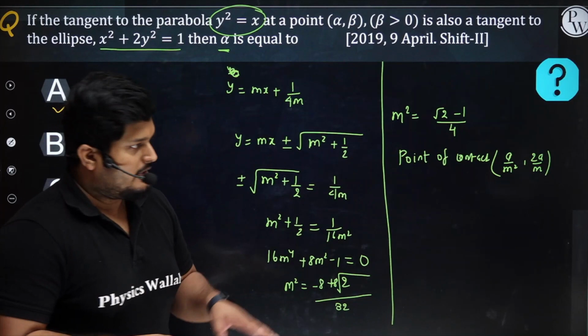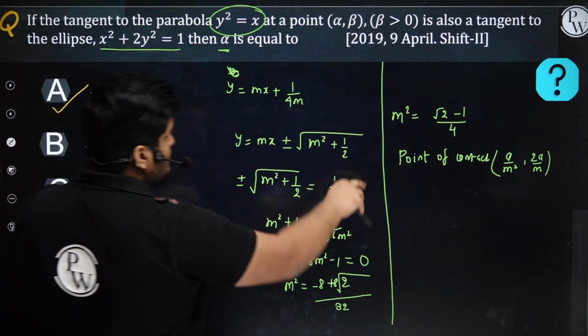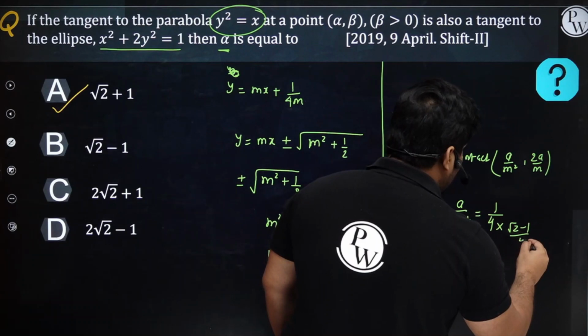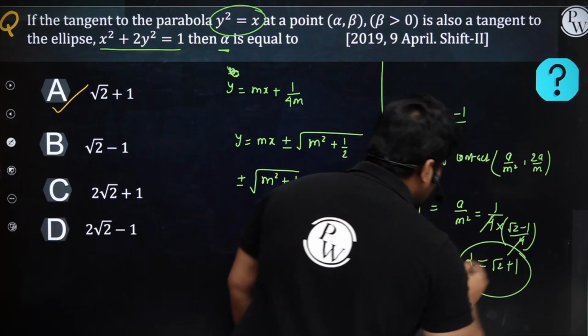So we have to find out alpha. Alpha is a by m². What is a? a is 1 by 4. And m² we have calculated. m² is (root 2 minus 1) by 4, so this will cancel out. If you rationalize it, it will be root 2 plus 1. That's it. This is the answer, guys.